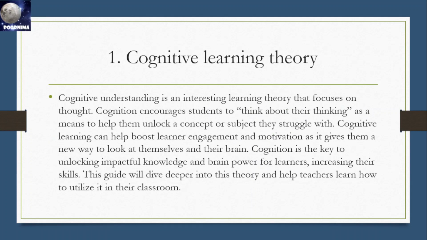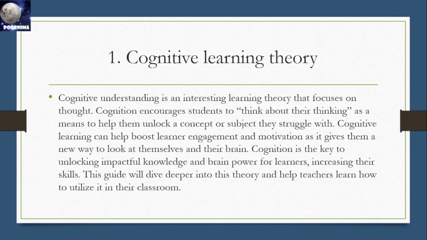First one is cognitive learning theory. What is meant by cognitive? Cognitive learning is an interesting learning theory that focuses on thought. Cognition encourages students to think about their thinking as the means to help them unlock the concept or the subject they struggle with. Cognitive learning can help boost learner engagement and motivation as it gives them a new way to look at themselves and their brain.